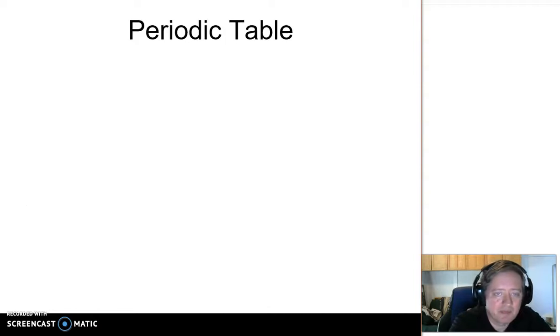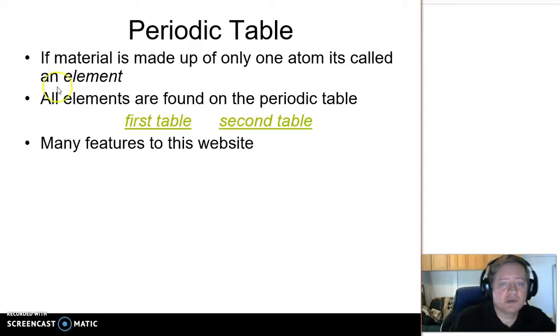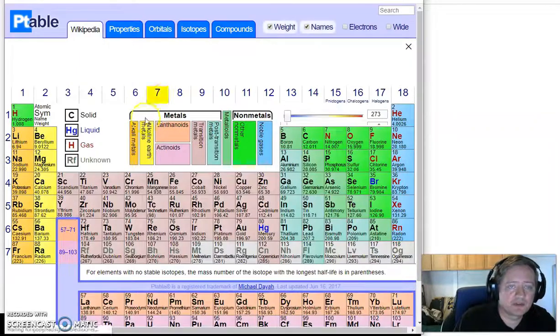And we arrange these in what's called the periodic table. So if a material is made up of one specific type of element, it's what we call an element. So I'm going to show you a couple different periodic tables. So let's bring up the first one.